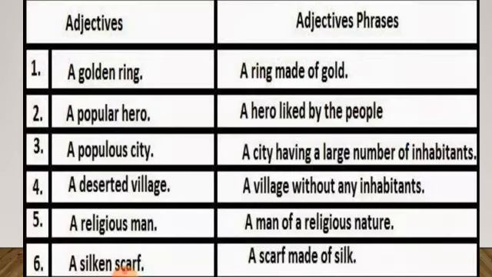See, there are some examples of adjectives. You can take a golden ring, a ring made of gold. A popular hero, a hero liked by the people. A populous city, a city having a large number of inhabitants. A deserted village, a village without any inhabitants. A religious man, a man of a religious nature. A silken scarf, a scarf made of silk. See how the adjective phrase is made by some adjectives. I hope you understand.